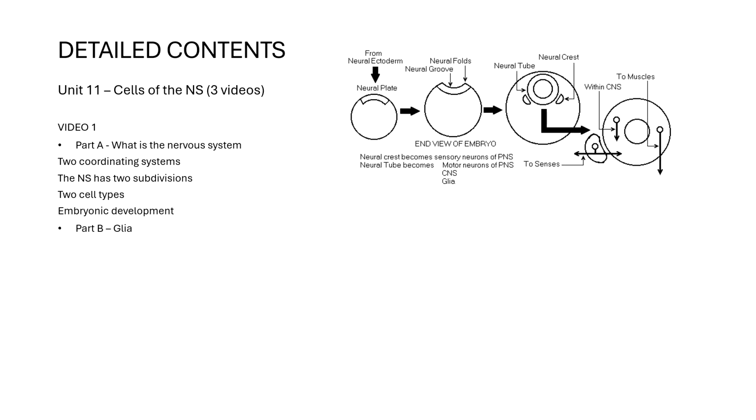Part B deals with glia, one of the 2 cell types. Glia is found in the peripheral and in the central nervous system.